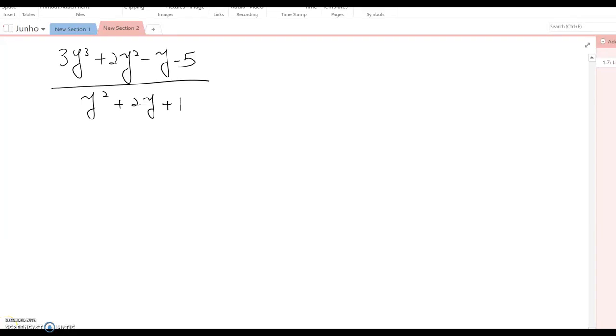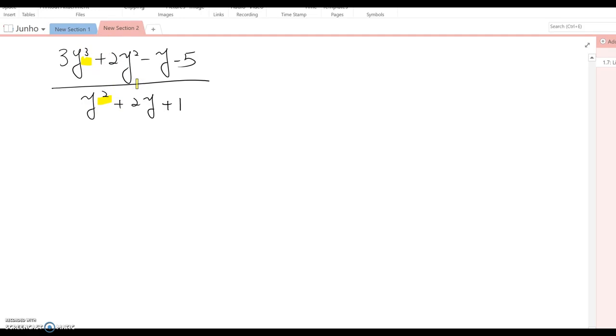The next question is 3y cubed plus 2y squared minus y minus 5 over y squared plus 2y plus 1. This question is very different from other questions because, as you see, the numerator leading degree is bigger than the denominator leading degree.